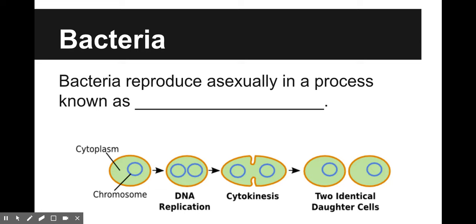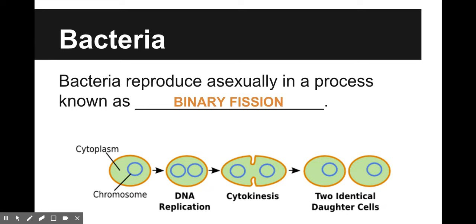Bacteria are also going to use a form of asexual reproduction to make their offspring. And so this will be asexual reproduction. You're going to start with one bacterial cell. You're going to end with two genetically identical daughter cells, but we don't call it mitosis when it's being done by bacteria. We call it binary fission.